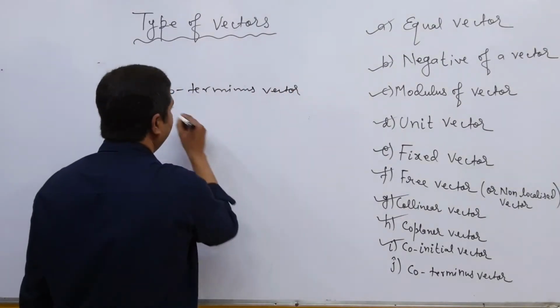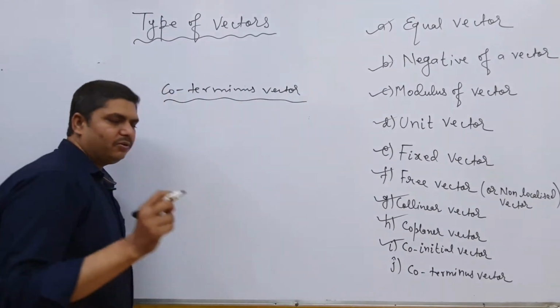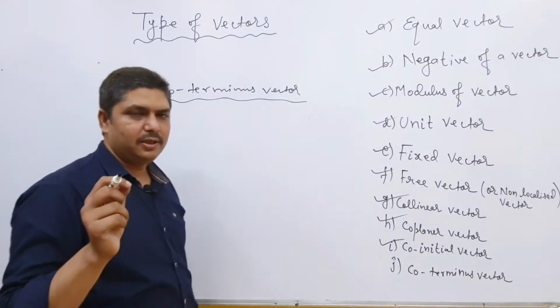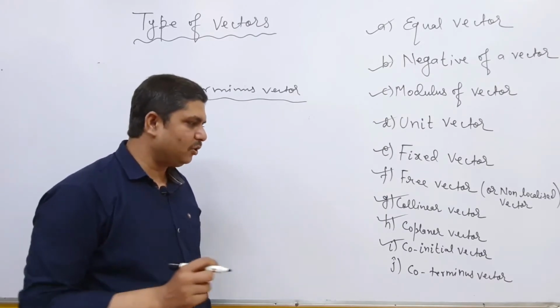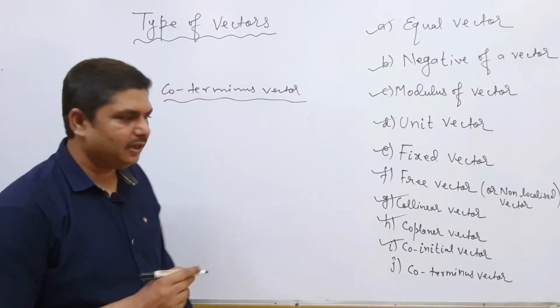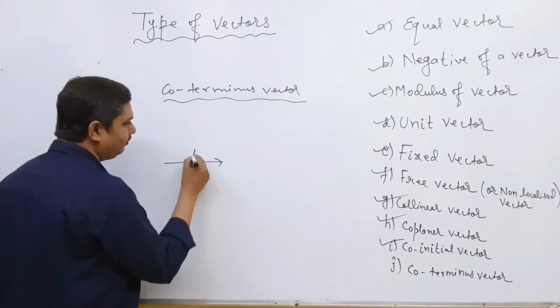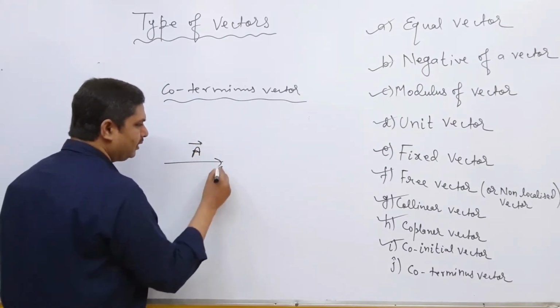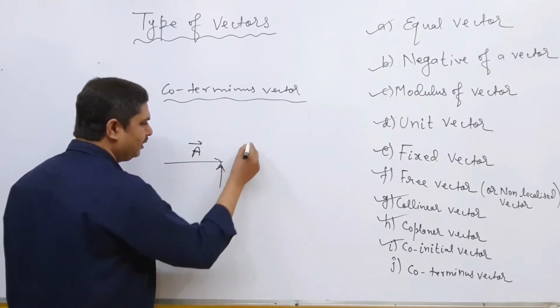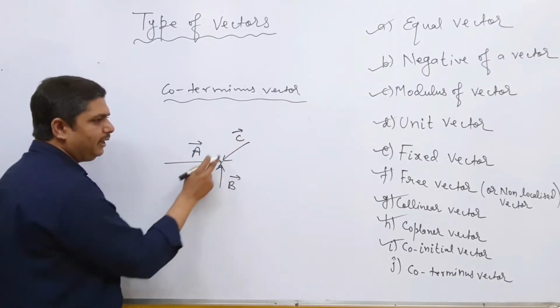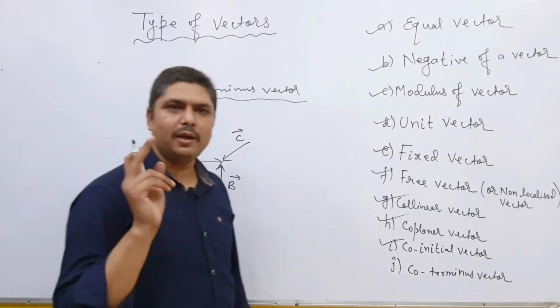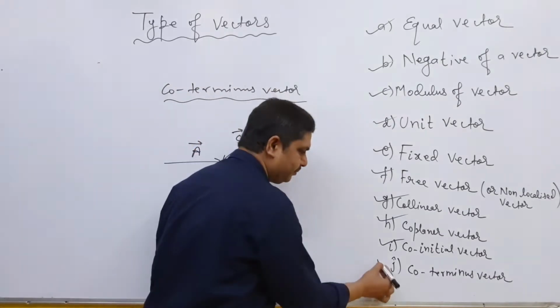Coterminous vector. So students, when the end points, that is the heads of the vectors, coincide, then they are said to be coterminous vectors. Suppose this is a vector A, this is vector B, this is vector C, and so on. So I said that A, B and C are coterminous vectors.